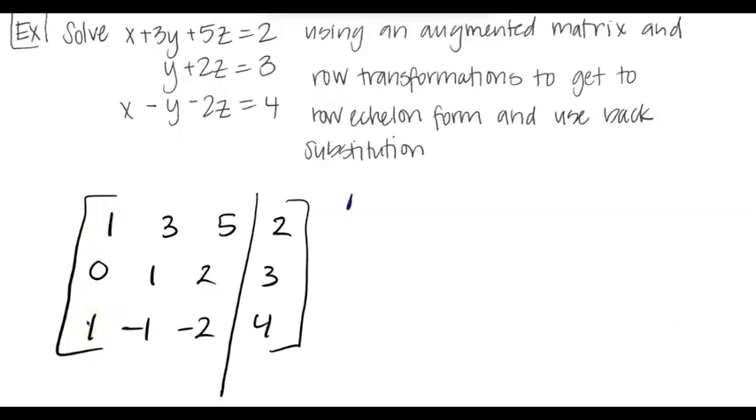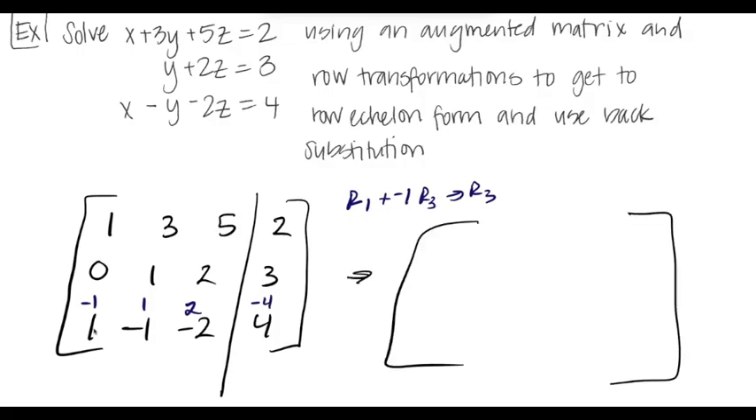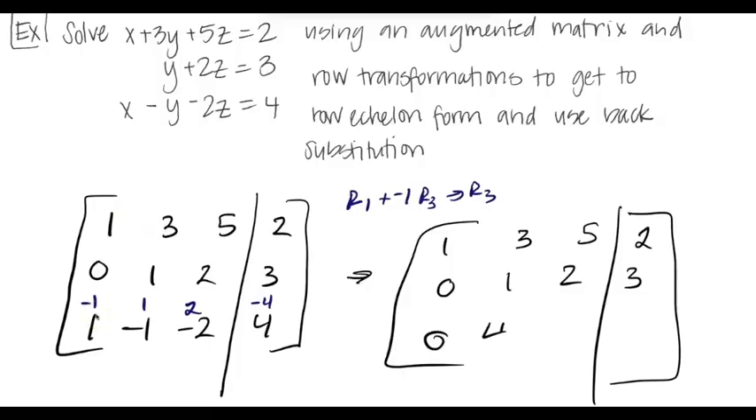I'm going to do row 1 plus -1 times row 3 and make that my new row 3. I'm going to try to make this guy a 0 here. I'll multiply row 3 by -1. So -1, 1, 2, and -4. Now again, when I do this, we're going to keep row 1 and 2 exactly the way they are: 1, 3, 5, 2, 0, 1, 2, 3. And now we're going to add row 1 plus -1 times row 3. So I add 1 with the blue here. I get 0, 4, 7, and -2.